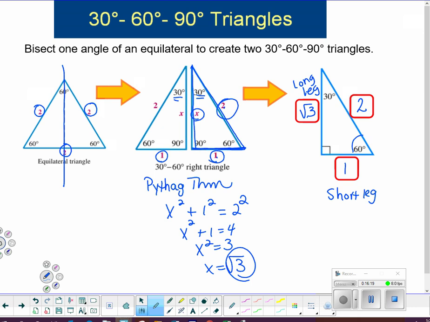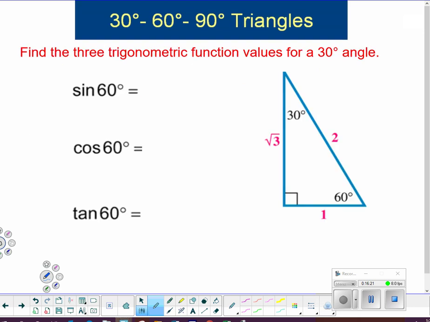On your table, let me just see if it's on the screen. Yeah, it is. Okay. So on yours, you've got blanks over here that we need to fill in. So we're going to look at the sine of 60 degrees. Remember, sine is opposite over hypotenuse. Opposite side from 60 degrees is root 3, and hypotenuse is a 2. So I get root 3 over 2.